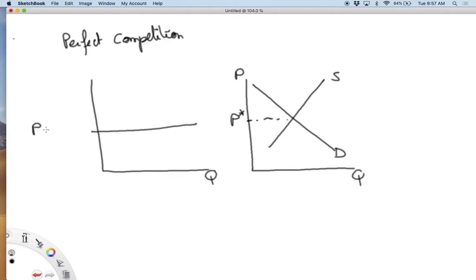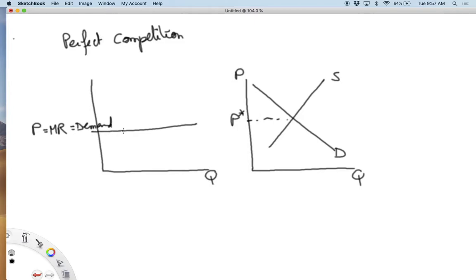That price is the marginal revenue the firm faces, because they can sell as much as they want as long as they set the price equal to the market price. For every additional unit they sell, the additional revenue is the price that they charge. And that is effectively the demand that they face for their product.